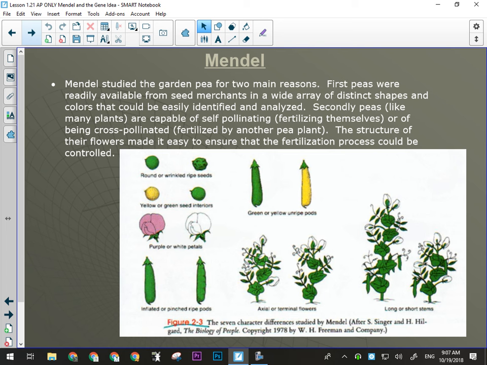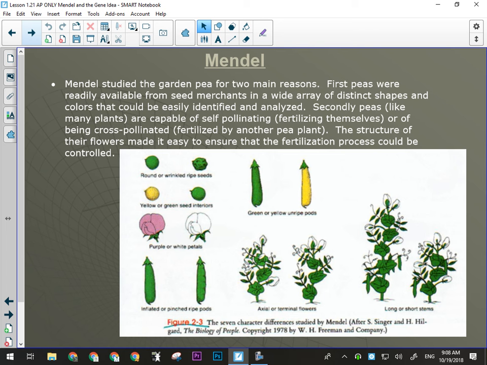You could have green or yellow unripe pods. You could have axial or terminal flowers. Axial flowers means flowers grow from all over the plant. Terminal flowers mean they only grew at the top. These were all genetically inheritable characteristics, including long or short stems, basically what they would call normal and dwarf forms of the plant. So these were easy things for him to identify in the garden, and they were clearly heritable from one generation to the next.